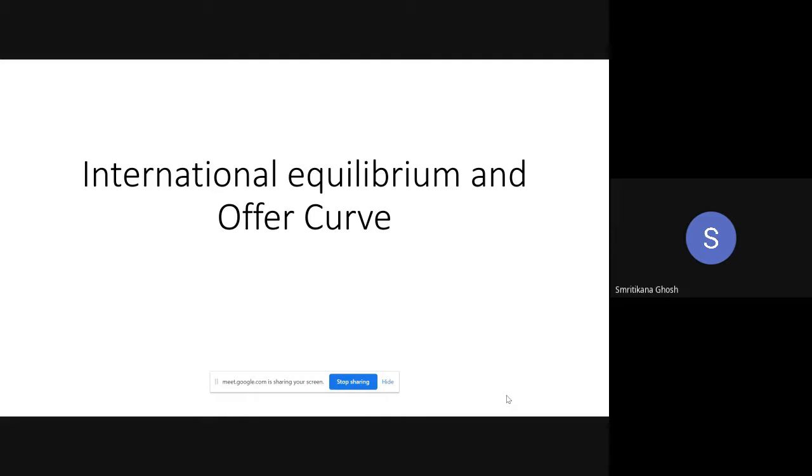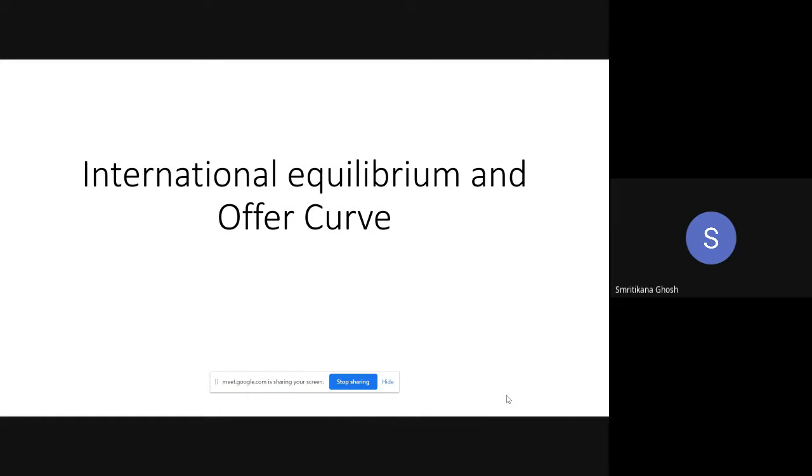Offer curve is backward bending if import is inelastic in demand. Import elasticity is less than 1. That was the reason behind the backward bending offer curve. Can you remember now? Yes, ma'am.